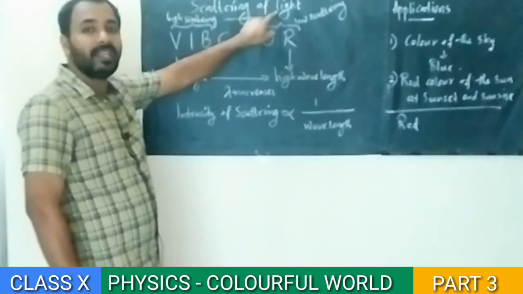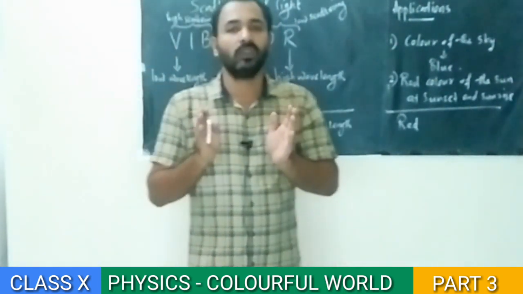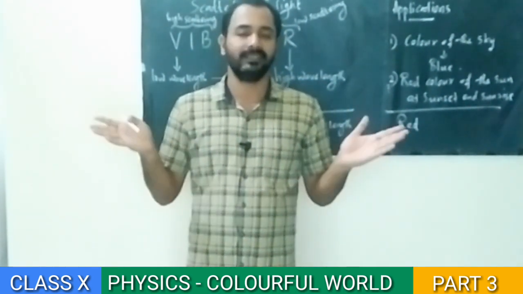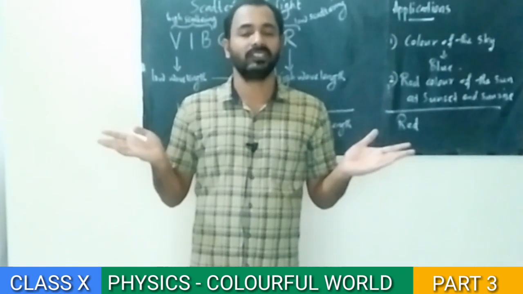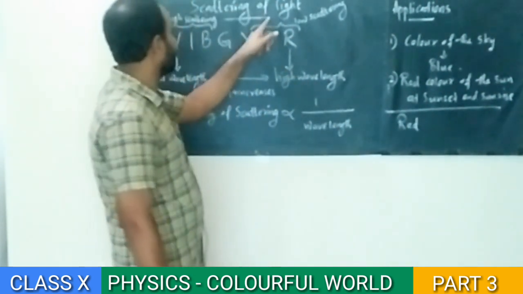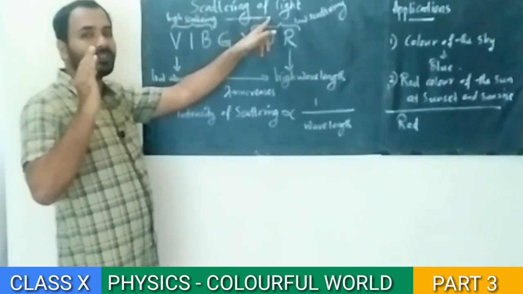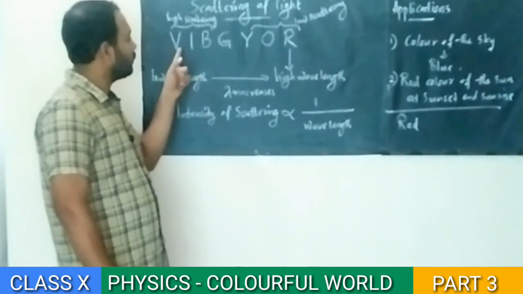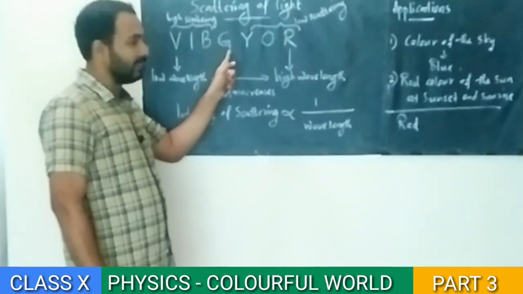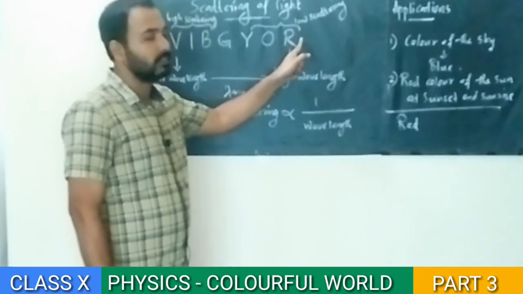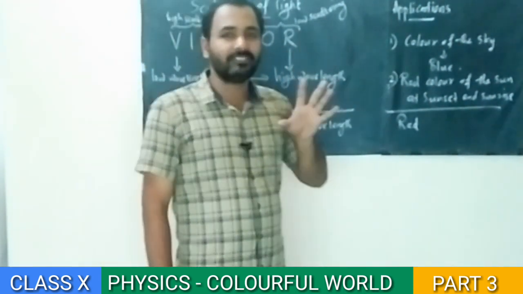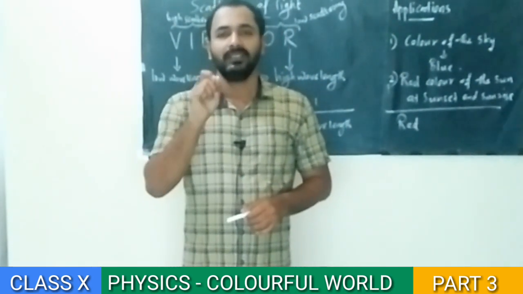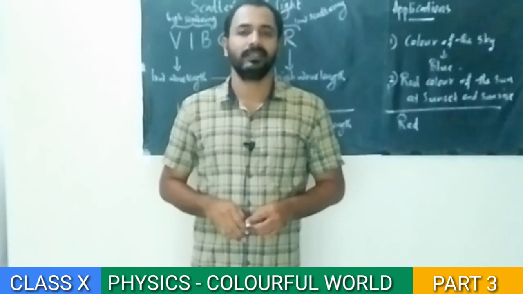What is the scattering of light? When light falls on the fine particles in the atmosphere, it scatters in all directions. That phenomenon is called scattering of light. The white light or sunlight constitutes 7 colors. What are the 7 colors? Violet, indigo, blue, green, yellow, orange and red. Okay, so the scattering of light depends on 2 factors. Number 1, wavelength. Number 2, size of the particles.